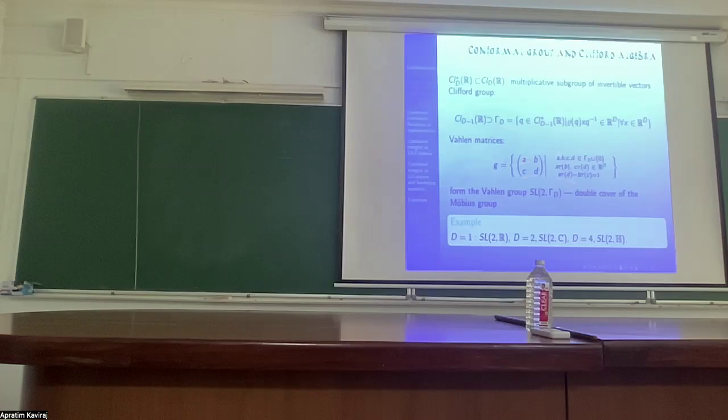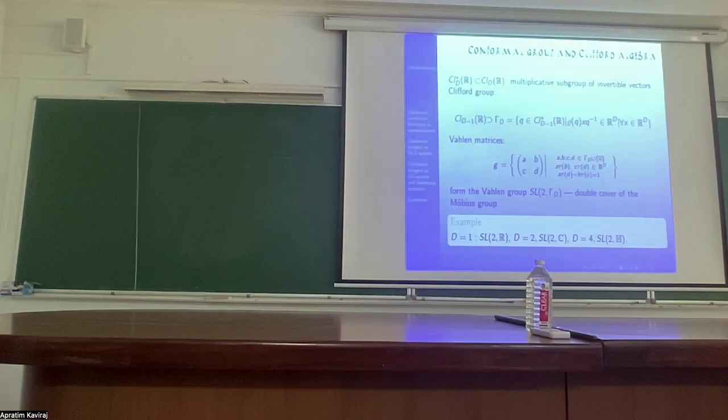So I have a 2 by 2 matrix of quaternions. This is SL2 on gamma D, so these are valued in gamma D essentially. This is the double cover of the Mobius group in D dimensions. Examples: for D equal to 1, this reduces to SL2R. For D equal to 2, it reduces to SL2C. For D equal to 4, it reduces to SL2 of quaternions, that Krishna we talked about yesterday.